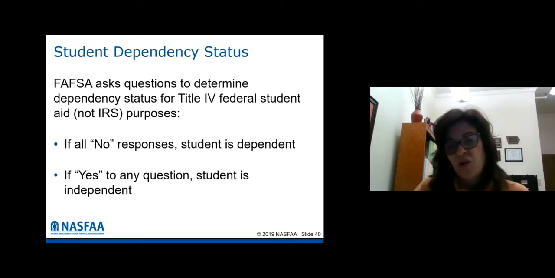Otherwise, if they answer no to all of those questions, which is probably going to be the case with the students that we're talking about, that means they are dependent in the federal government's eyes and they have to provide their parental information on the FAFSA.